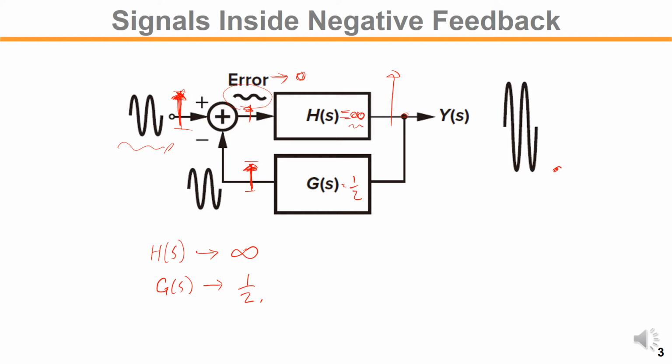Now, zero times infinity, by the limit theory, error times H of S, the limit as error approaches zero, becomes a constant value.